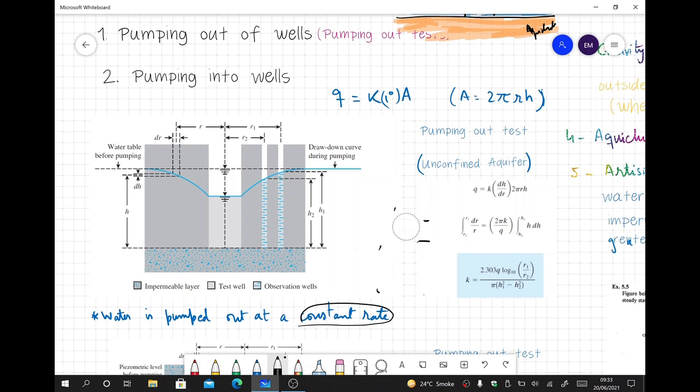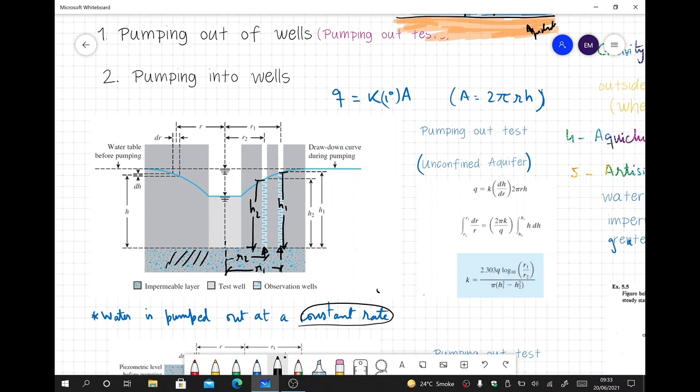So once we have reached the steady state condition, that we do not see any drop in the height of the water in the well, this is the second observation well, this is the first observation well. It is at a distance r2 from the center, and this is at a distance of r1 from the center of the test well. And then we note the height of the water table in the second well, that is h2 from the bottom impermeable layer, and this is the height of the water table in the first well, that is h1.